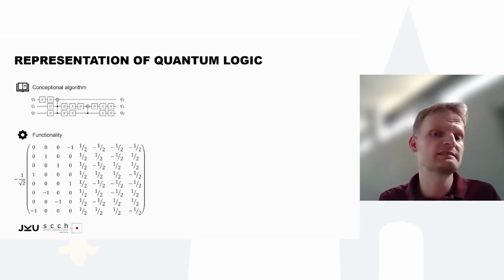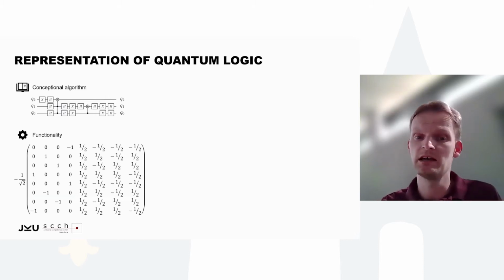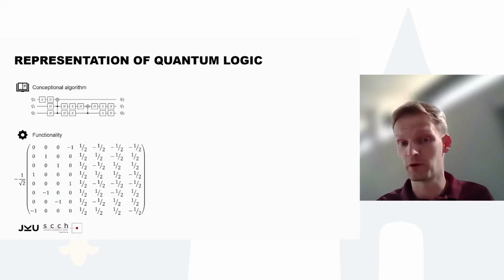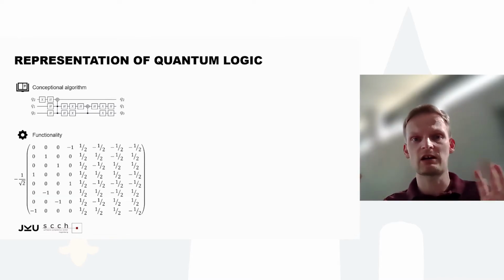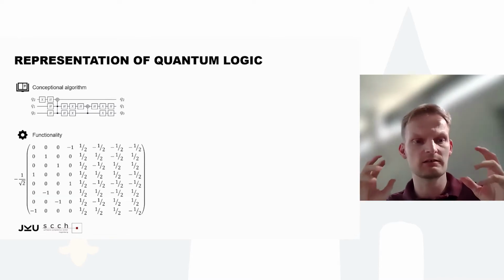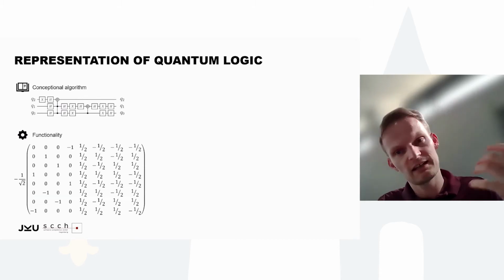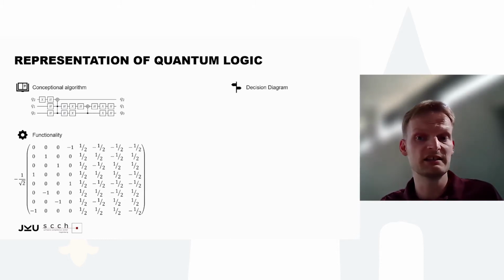And as you know, this yields the problem that those matrices and vectors tend to be very complex. In fact, they have exponential memory requirements if done in a straightforward fashion. There are a couple of directions to tackle that: tensor networks, matrix product states, and so on. But one particular technology, again inspired by the classical design automation domain, is decision diagrams.